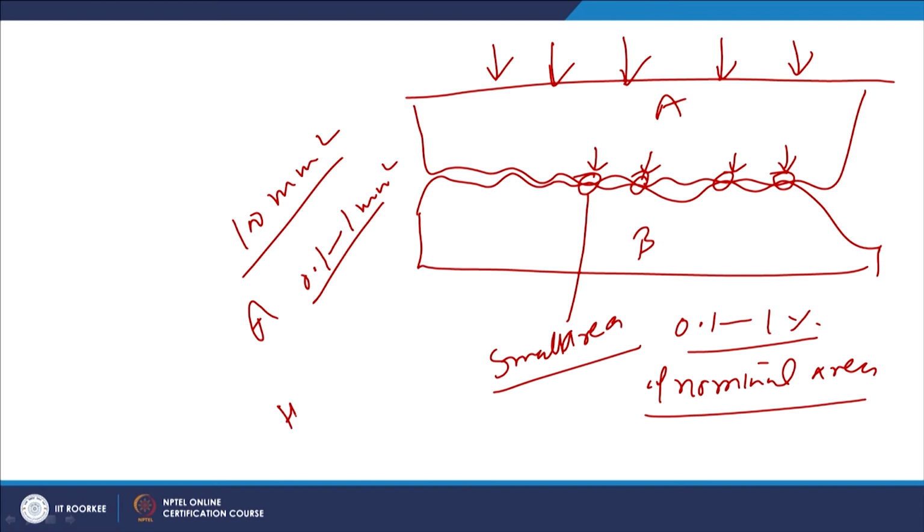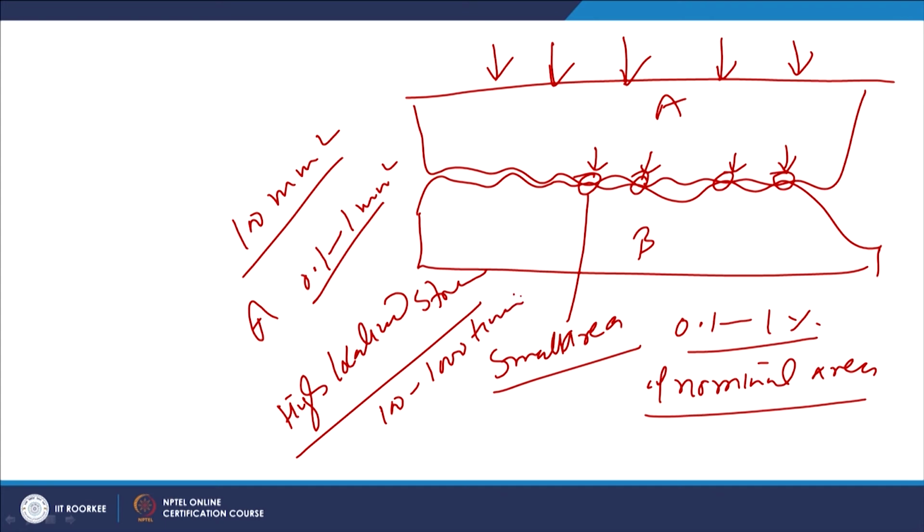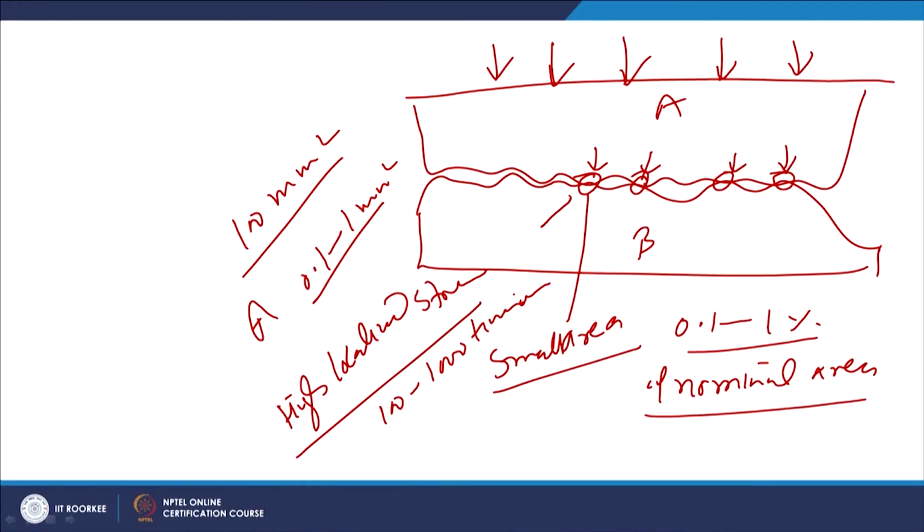This will lead to very high localized stresses at these contact points, maybe 100 to 1000 times the nominal stresses. Since these stresses are too high, under such stress conditions all the surface irregularities present will collapse, which means they will be deformed plastically.